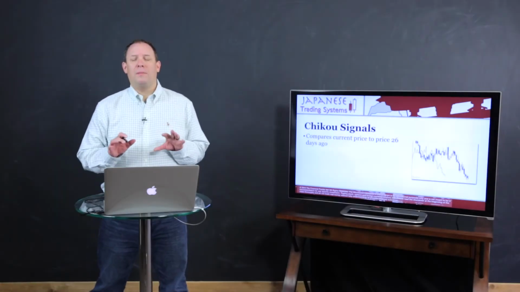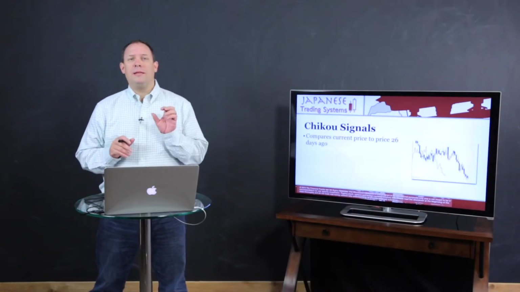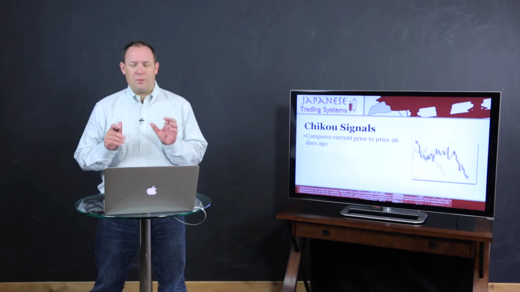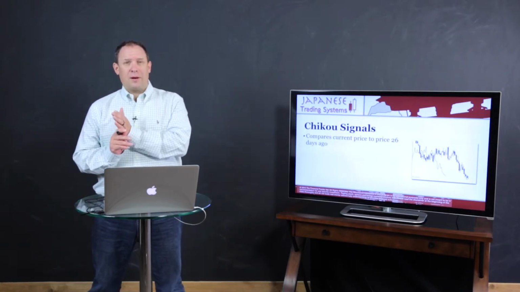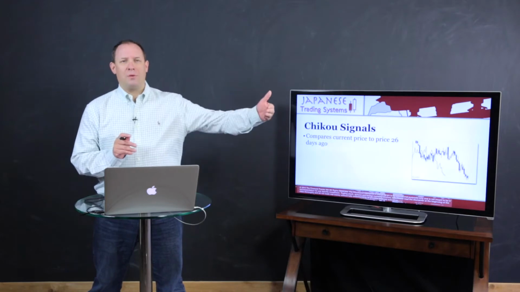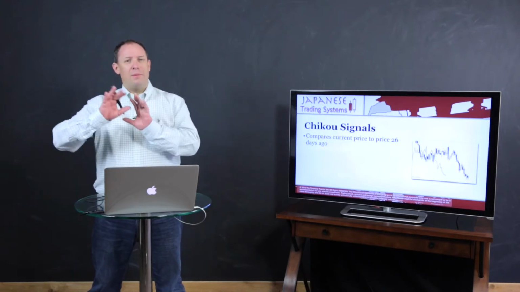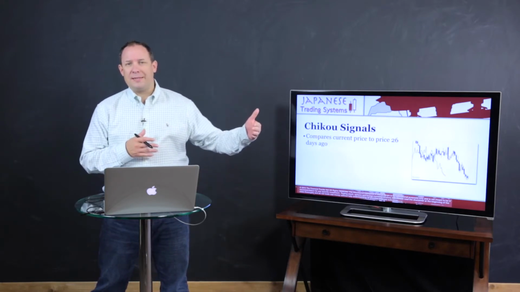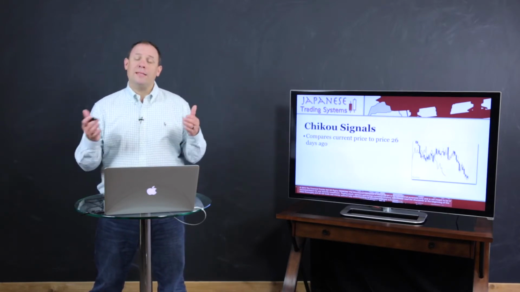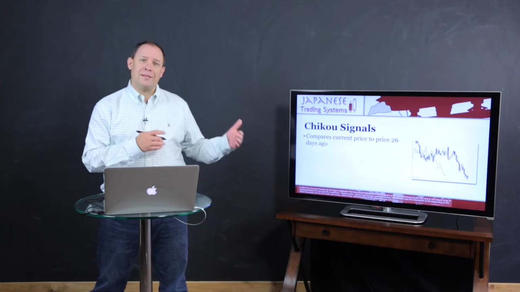All right, in this final component of the Ichimoku systems, we're going to look at the Chikou signals. Remember, the Chikou is today's closing price shifted backwards 26 periods. So basically you take the closing line chart and just shift it back 26 days. Now why is that interesting? Well, because it allows us an interesting comparison to what has happened historically.